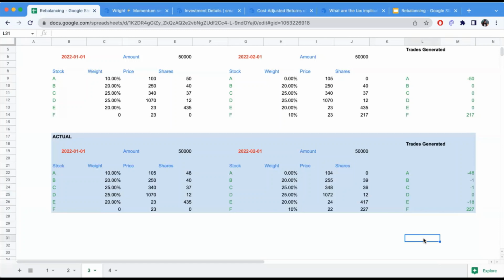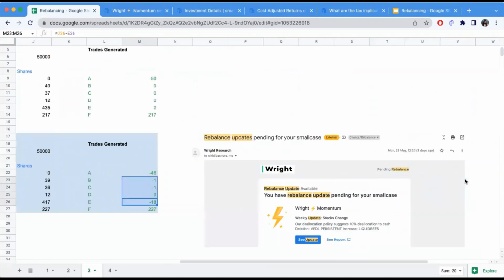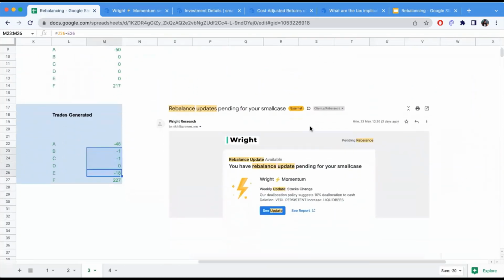So, to not have you trade these unwanted shares, what happens is that we send you a mail, right? So you receive a mail like this, which says that you have rebalances pending. And in that mail, you see this mention, right? That weekly update, your allocation policy suggests this: deletion of this, increase in this, right?